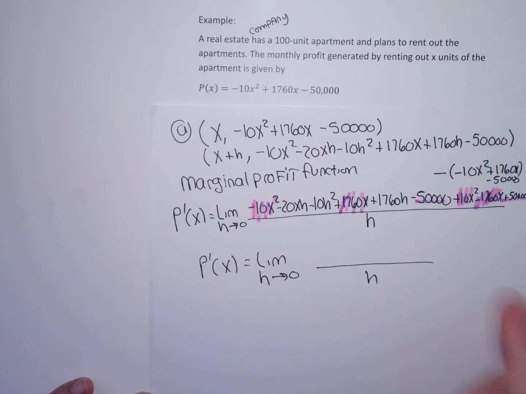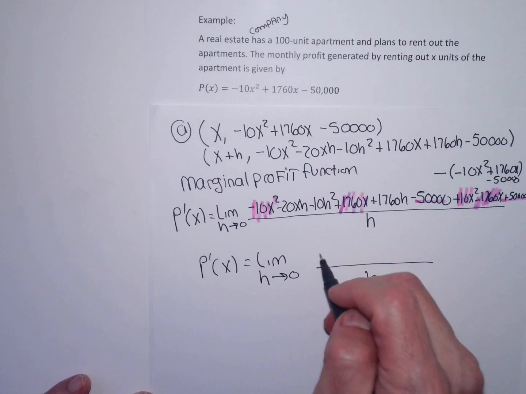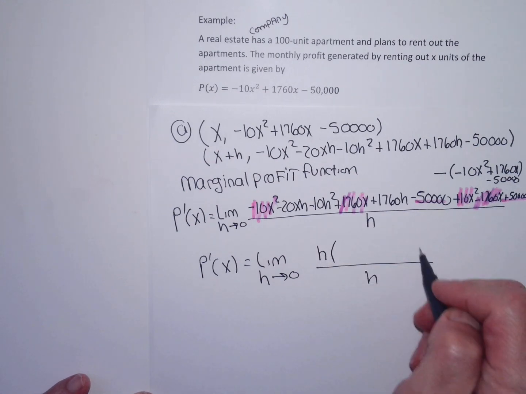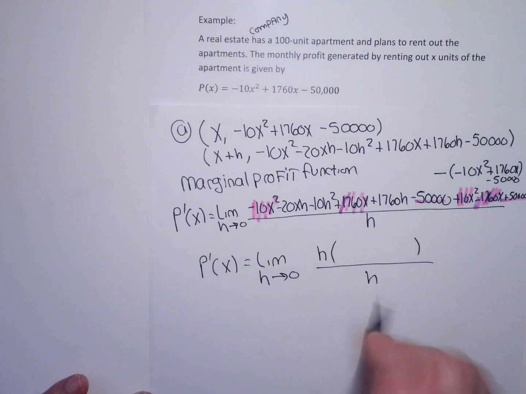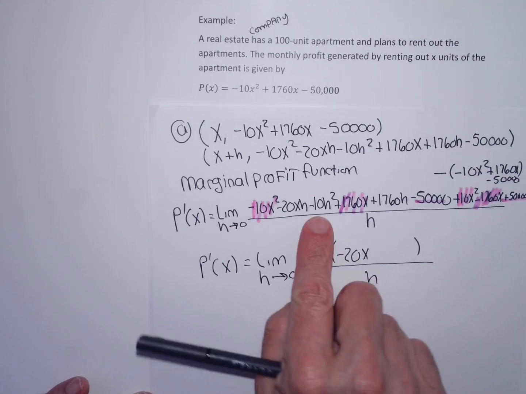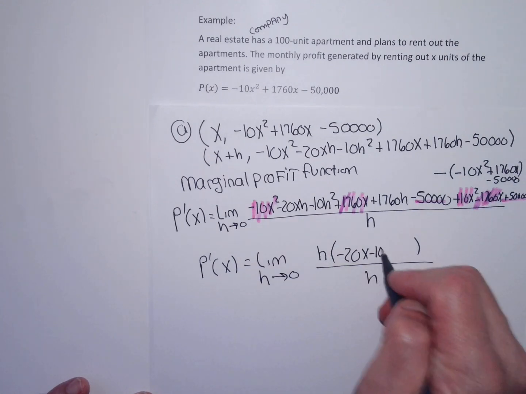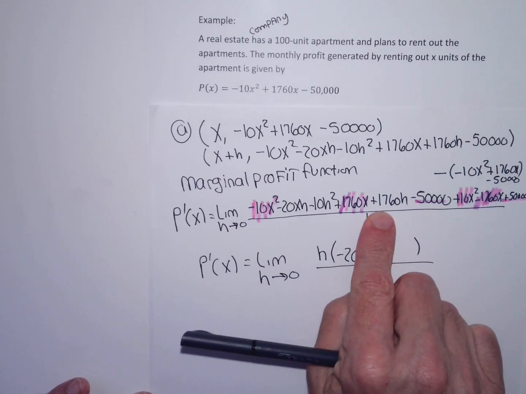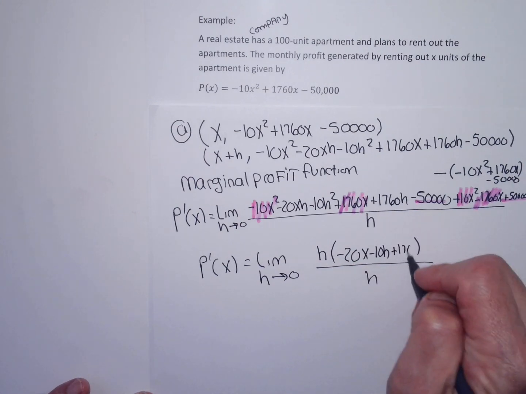And in the numerator, there's 1, 2, 3 terms left. They all have an h. I'm going to factor out that h before I write the numerator. When I factor out the h from the minus 20xh, I'm going to be left with minus 20x. When I factor out the h from the minus 10h squared, I'm going to be left with minus 10h. And when I factor out the h from the 1760h, I'm left with 1760.